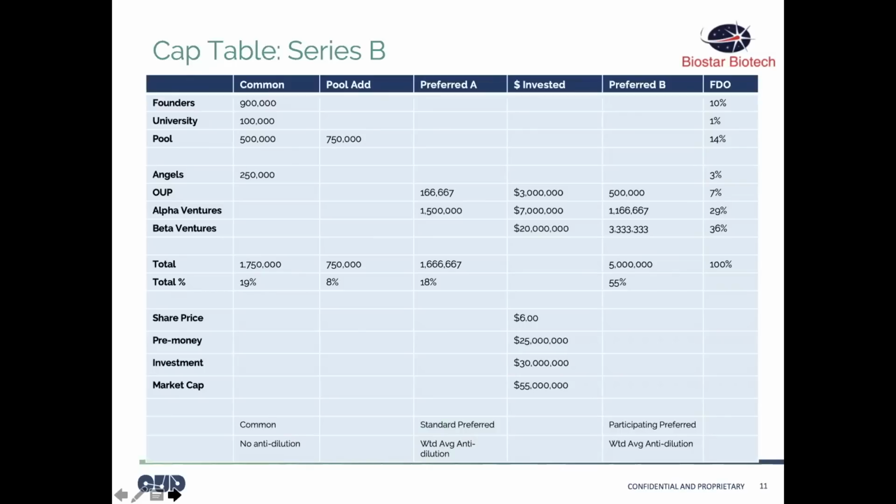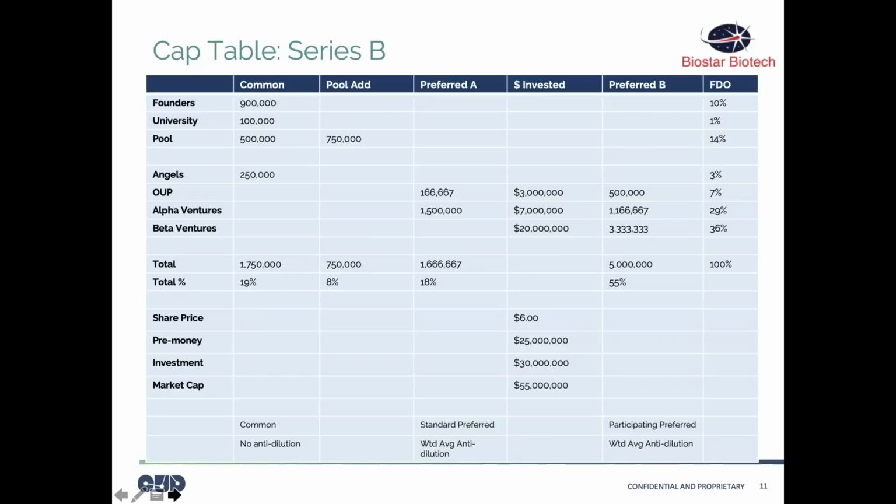And if you notice at the bottom on the preferred B, you can see the shares that were purchased in the B round by OUP, Alpha, and Beta, a total of 5 million shares at $6 a share for 30 million. And this is participating preferred, so it's not standard preferred. Standard preferred gives the investors the option to either take their investment back or convert to common. Participating preferred, they get both. They get their investment back and they still convert to common and participate along with everybody else.